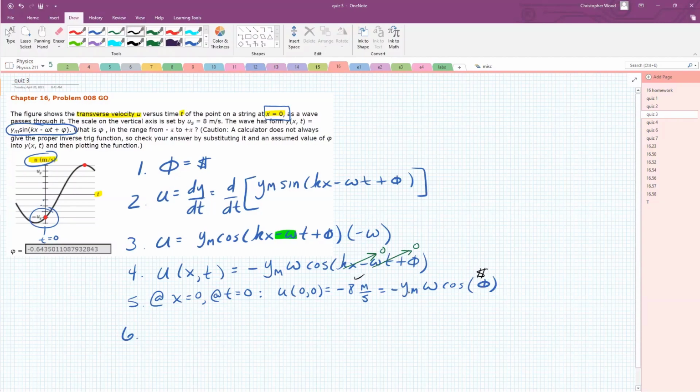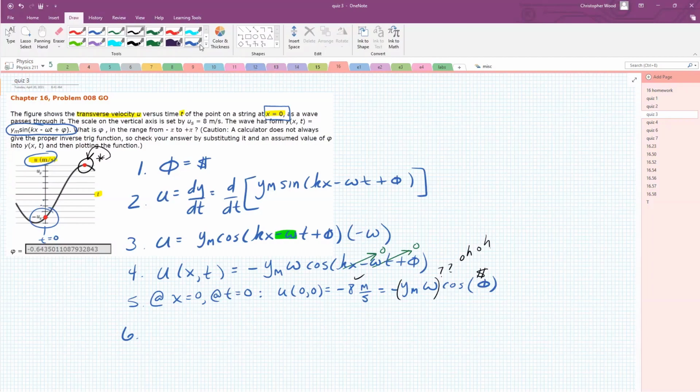I know this, but I don't know this. I don't know either of these. So this is my uh-oh moment. So I'm going to look at this data point right here. Look at this data point.